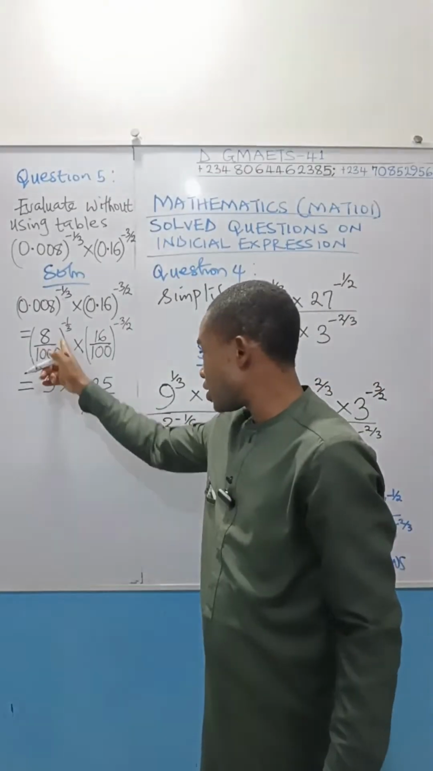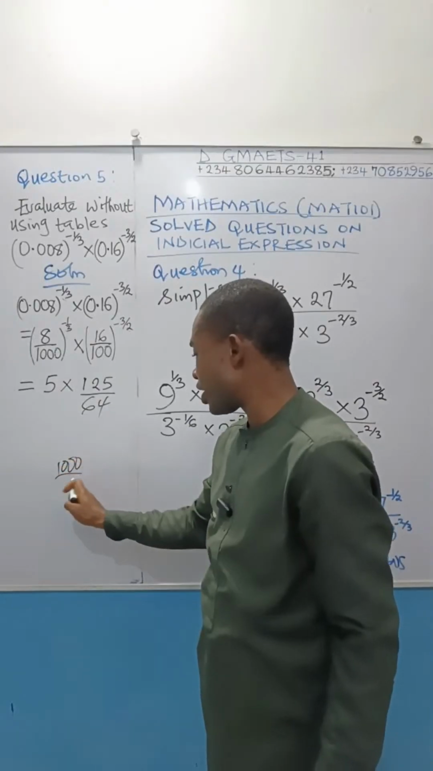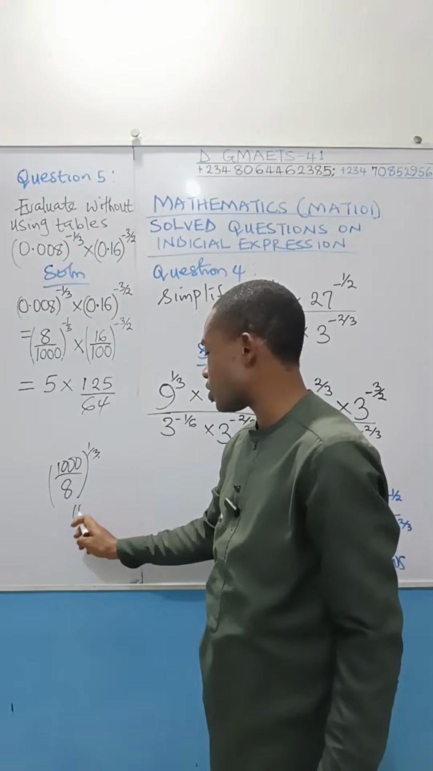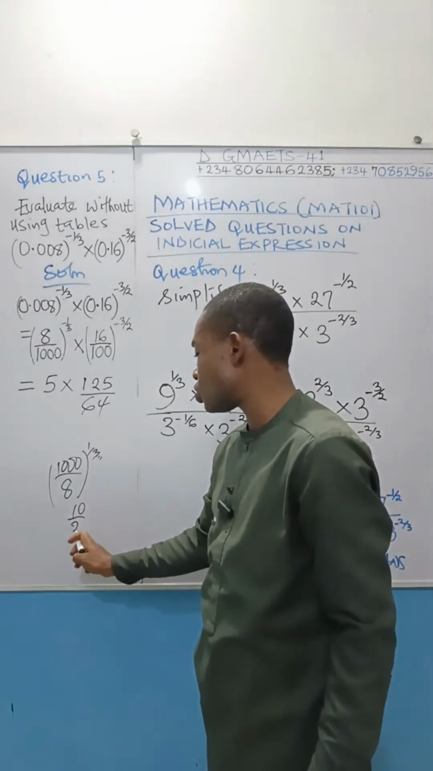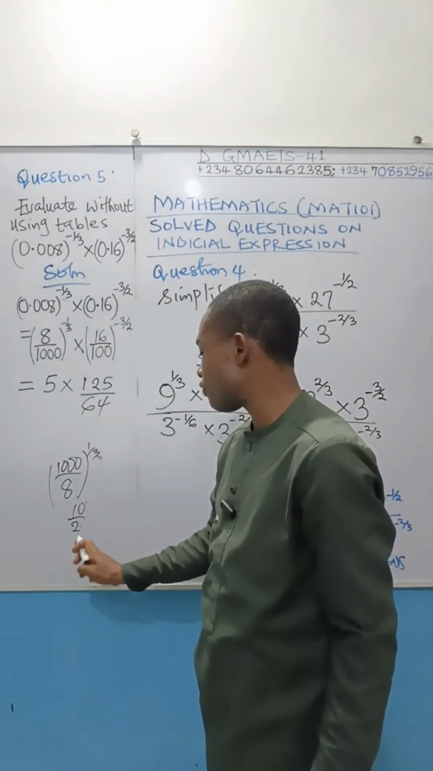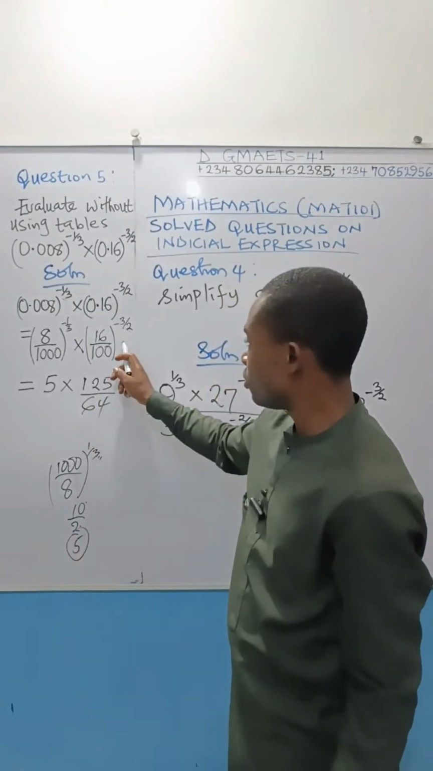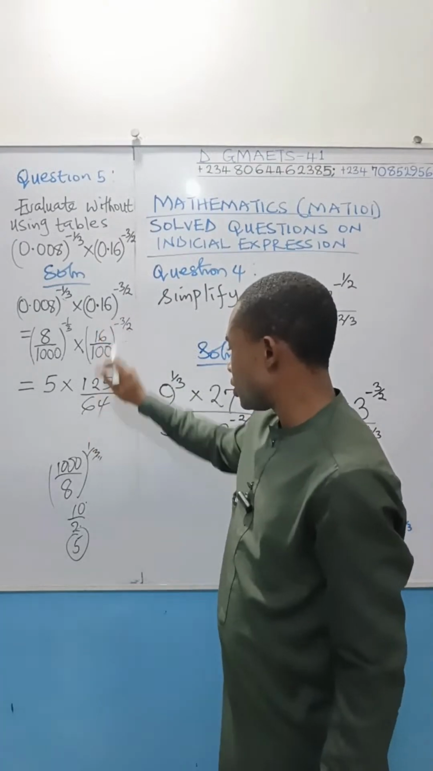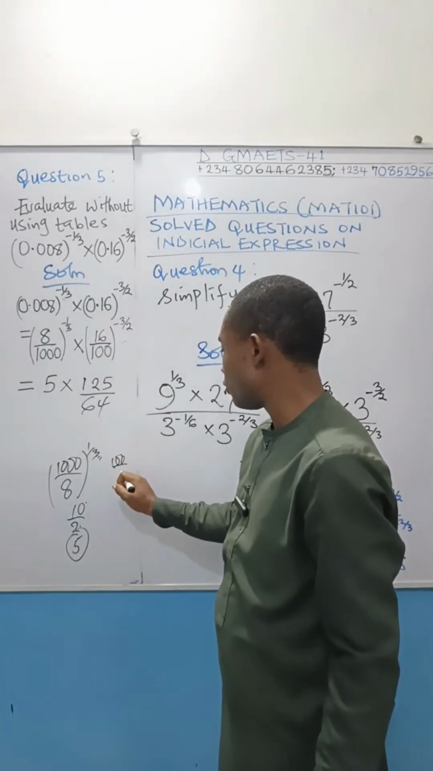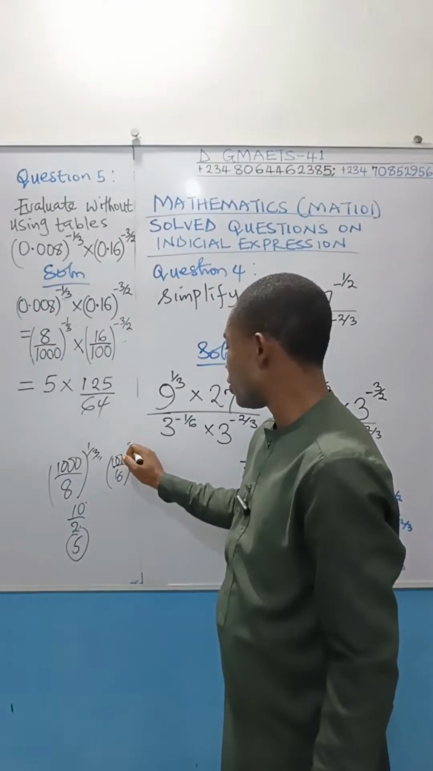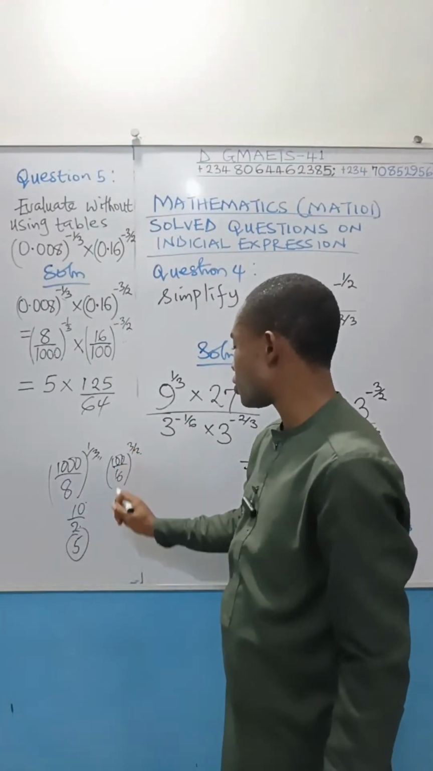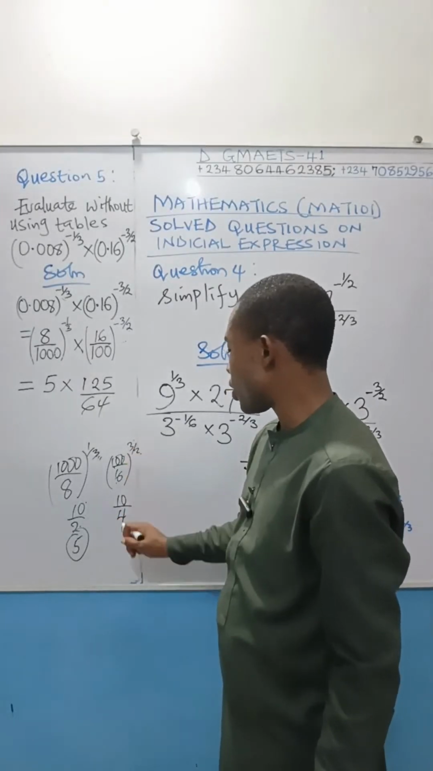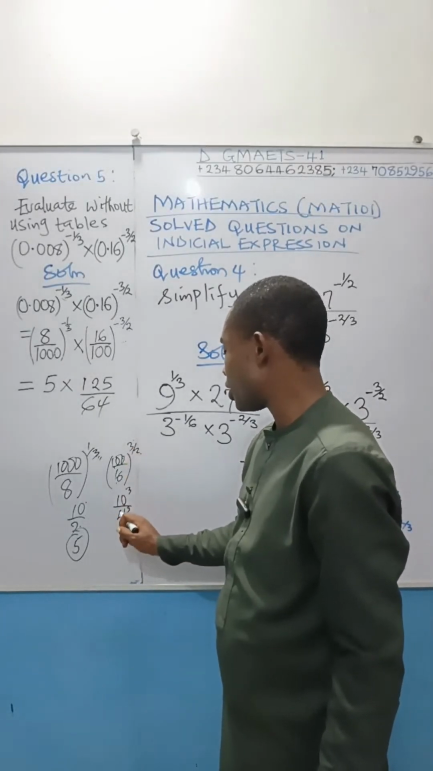But this is the work. This guy you are seeing is 1000 over 8. Raise it to power 1 over 3. Take the cube root of 1000, you get 10. Take the cube root of 8, you get 2. 10 over 2 will give you 5. Come over here. You have 100 goes up, this comes down. So 100 all over 16, then it will be raised to power 3 over 2. Take the square root of 100, you get 10. Take the square root of 16, you get 4. Raise it to power 3.